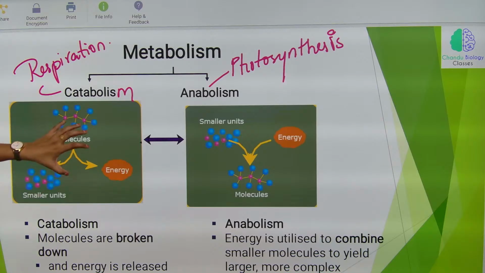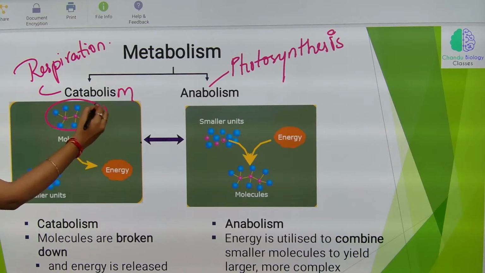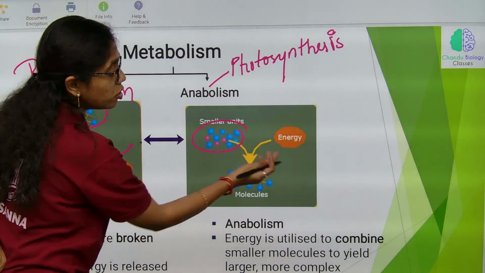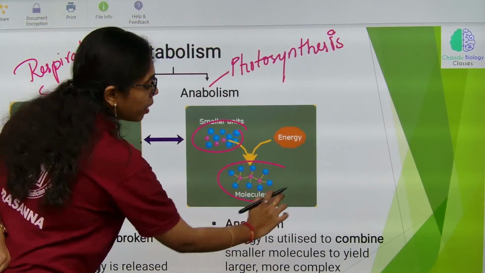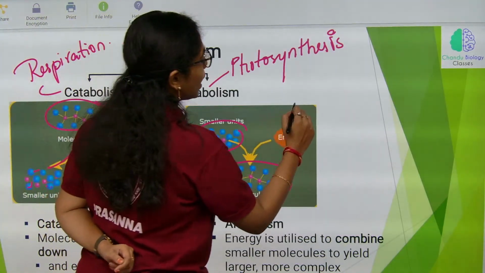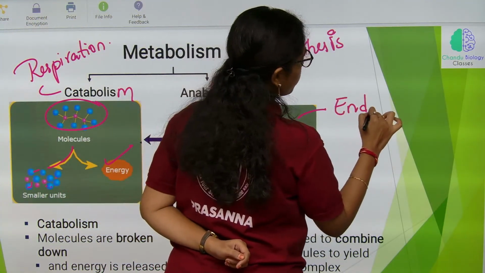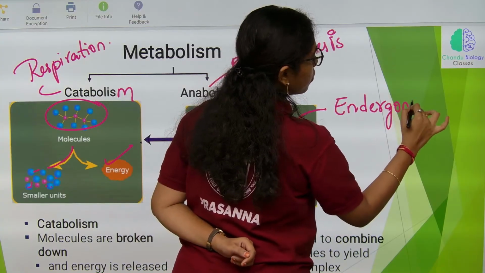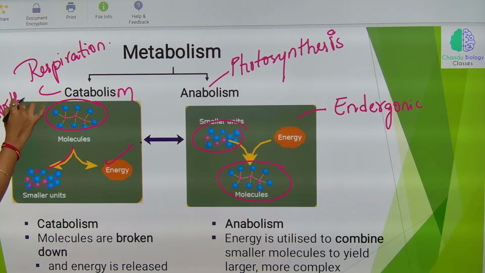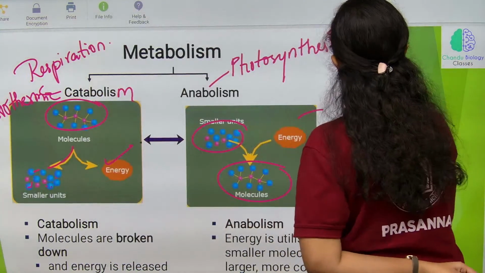Clear? So here you can see the complex molecule is breaking into the simpler molecules and releasing out the energy, whereas here simpler molecules utilizing energy and building up the complex molecules. As this is utilizing energy, this is called an endergonic process. And as the energy is being released out here, this is called an exothermic process. Endothermic and exothermic, sorry. This is endothermic.